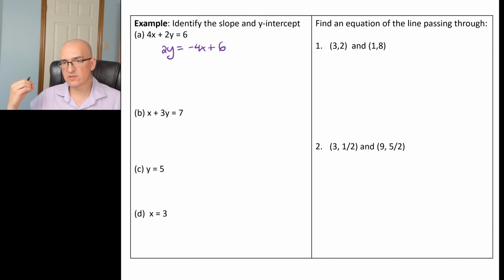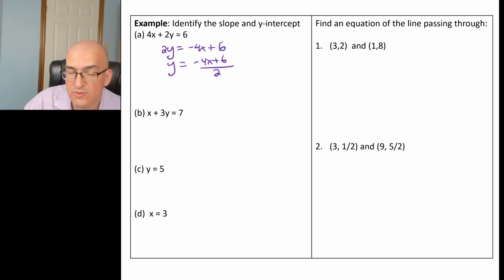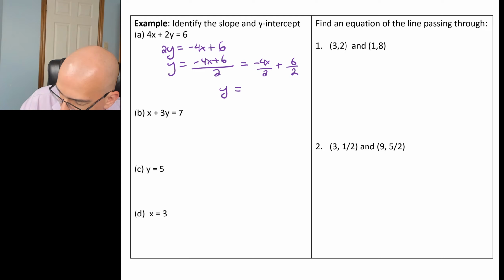I'm thinking I want this to look like y equals mx plus b, and this is going to be part of that process, making sure that the x part is in front of the constant part. Next thing I want to do is divide both sides by 2. So y is equal to negative 4x plus 6, all divided by 2. When you divide a top by a bottom, you can take each piece on top and divide it by that bottom part. So negative 4x over 2 plus 6 over 2. So y is equal to, and then negative 4 over 2 is negative 2x. 6 over 2 is 3, and that's our answer.